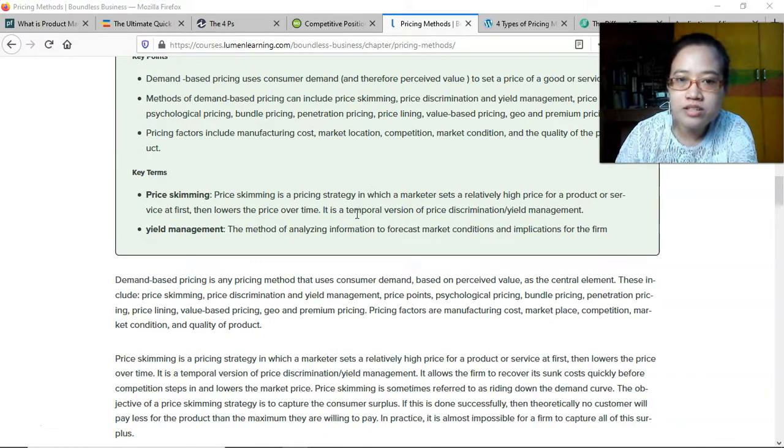Price skimming, a pricing strategy in which a marketer sets a relatively high price for a product or service at first, then lowers the price over time. It is a temporal version of price discrimination or yield management. The yield management method of analyzing information to forecast market conditions and implications for the firm.